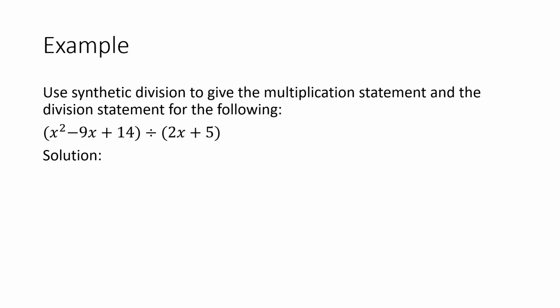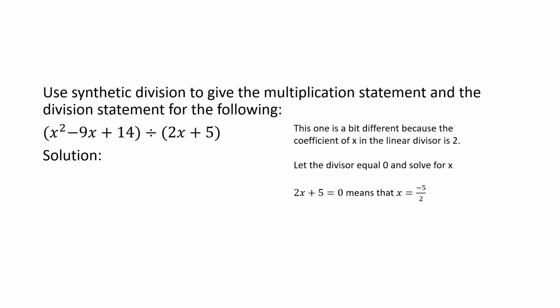Now let's use synthetic division to give the multiplication statement and division statement for x squared minus 9x plus 14 divided by the quantity of 2x plus 5. Well, this one's a bit different because the coefficient of x in the linear divisor is 2. So what we're going to do is we're going to let the divisor equal 0 and solve for x. Letting 2x plus 5 equal 0 means that 2x is equal to negative 5, which means that x is equal to negative 5 over 2.